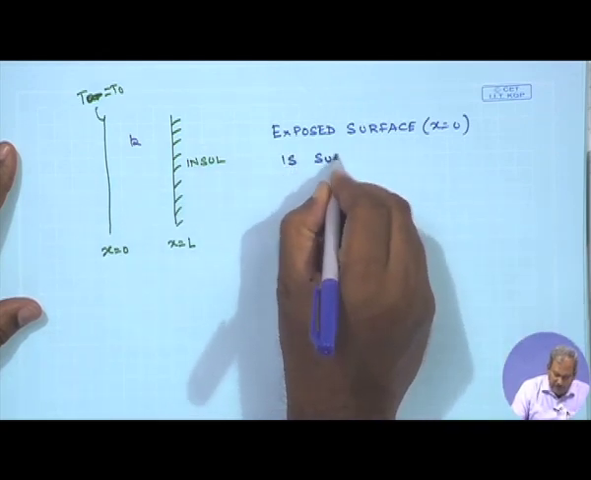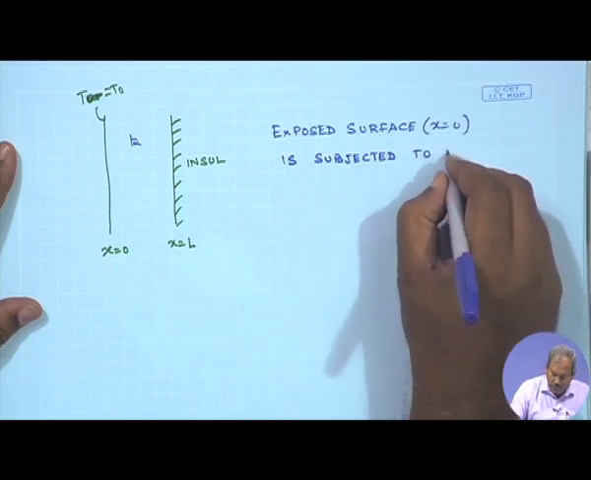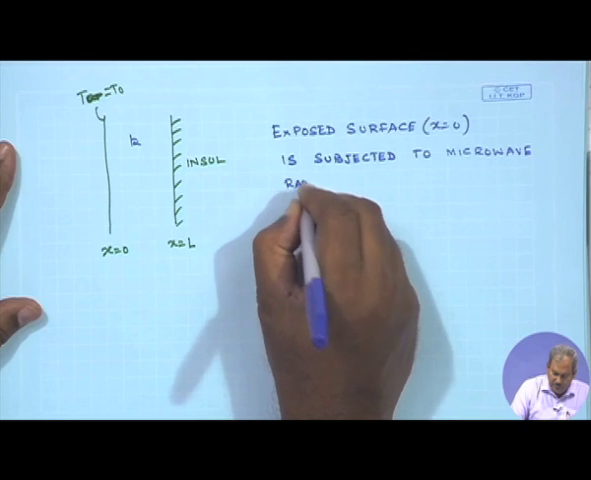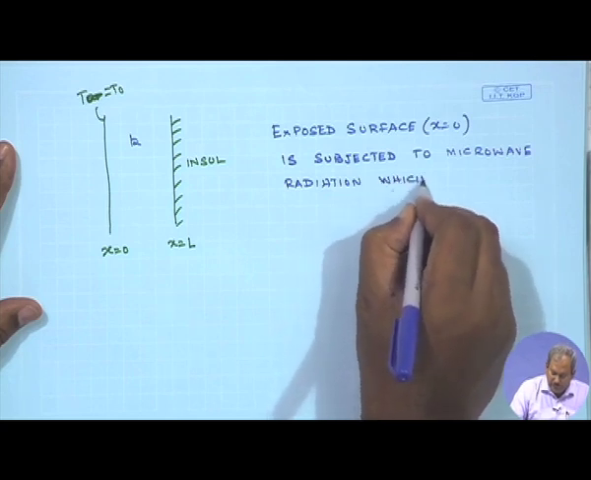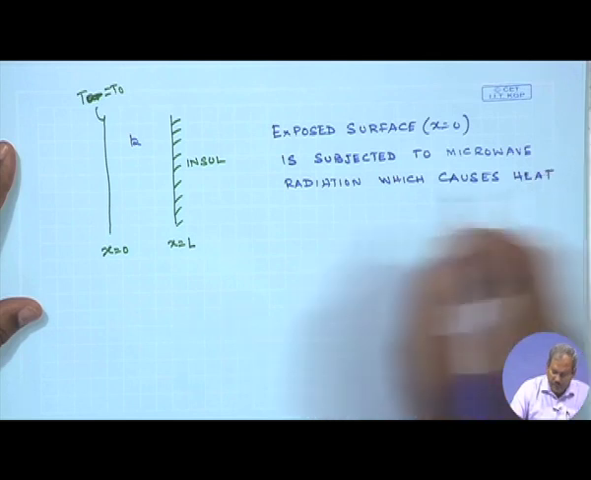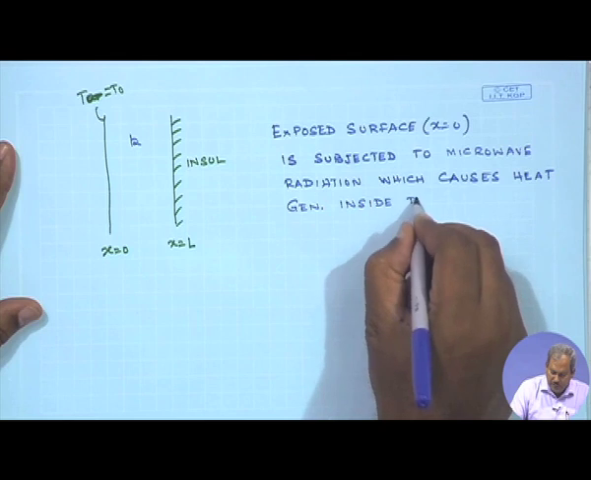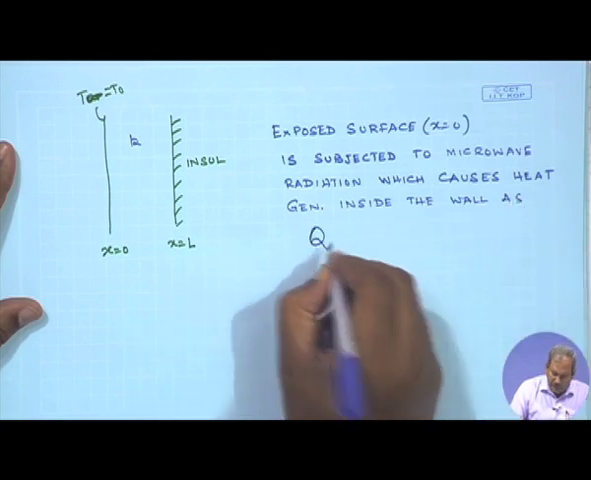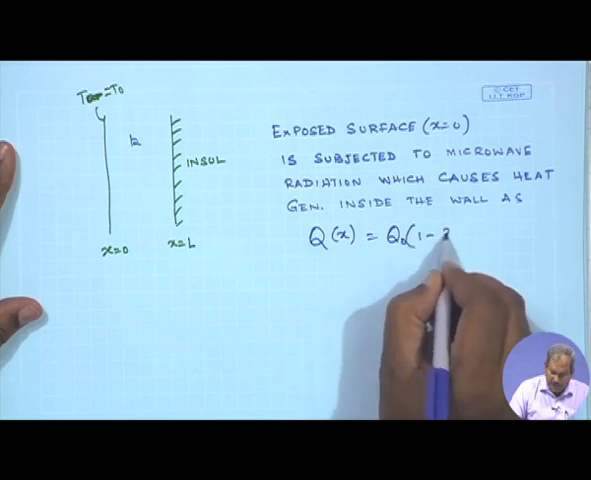and it is subjected to microwave radiation which causes heat generation inside the wall according to the function Q, the heat generation, which is a function of x, equals Q naught, which is a constant, times 1 minus x by L.